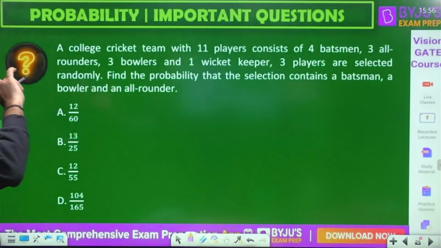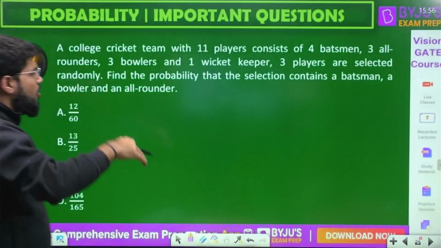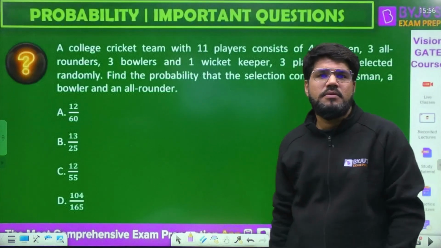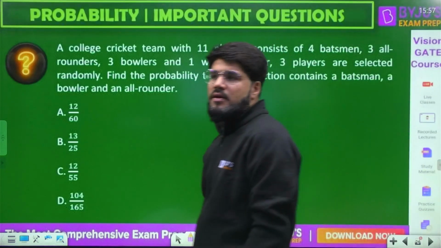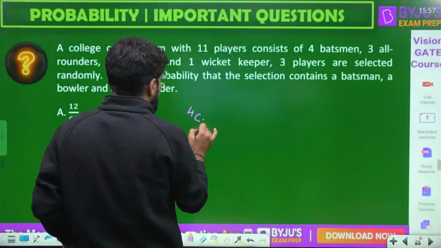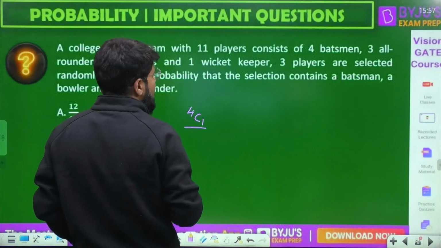Find the probability that the selection contains a batsman, a bowler, and all-rounder. I want a batsman, a single batsman. How many batsmen are there? 4. So 4C1, 1 out of 4.